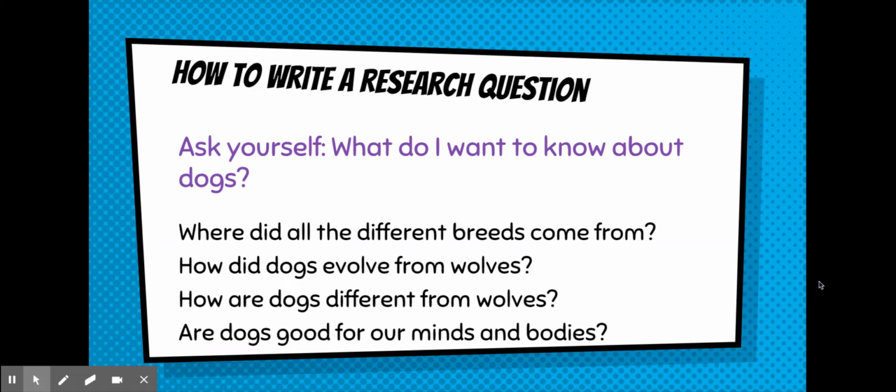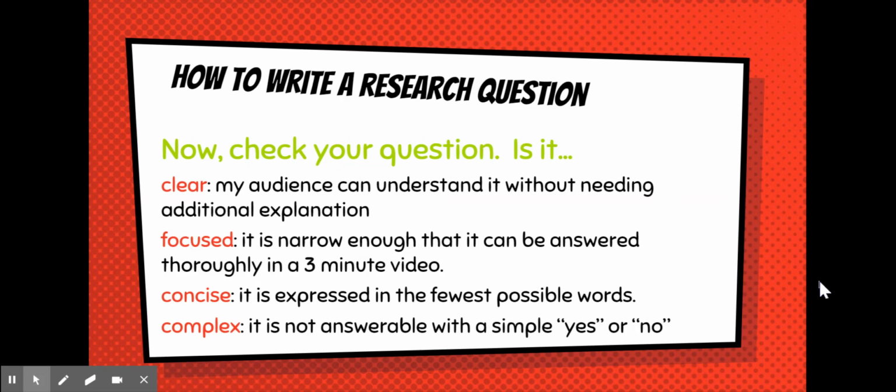Let's see what I got here. Where did all the different breeds come from? How did dogs evolve from wolves? How are dogs different from wolves? Are dogs good for our minds and bodies? Okay, so we're getting there. These are examples of research questions. But once we write a question, we have to check it with these 4 criteria.